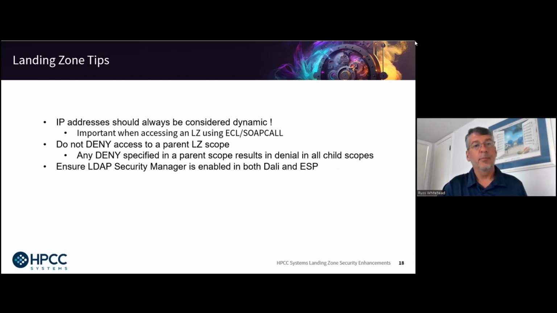Couple tips, things I wanted to point out. This is very important. As we move to the cloud, IP addresses should always be considered dynamic. Don't hard code an IP address into your ECL or SOAP call because your code will break. It's better to abstract it using landing zone names or externalize it in some other mechanism. Save yourself a lot of trouble.